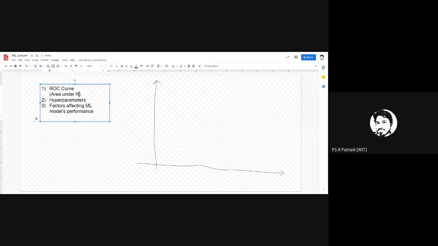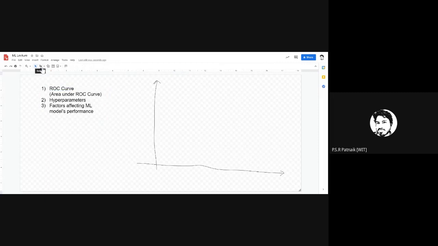Area under ROC curve. This is what is technically very important for us to determine how well a classifier has performed. Remember, this curve is used for ML tasks which are of classification nature. So whenever we go for classification, I hope you recall, we have two measures. What are those two measures? The first thing is something we called TPR. What does TPR stand for? True positive rate. And we have something here which we call false positive rate. Okay, let us call it TPR and FPR.